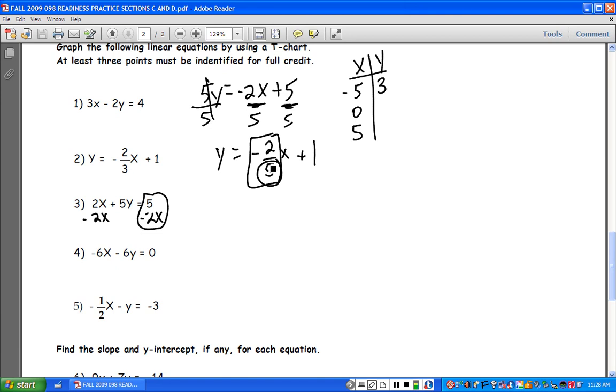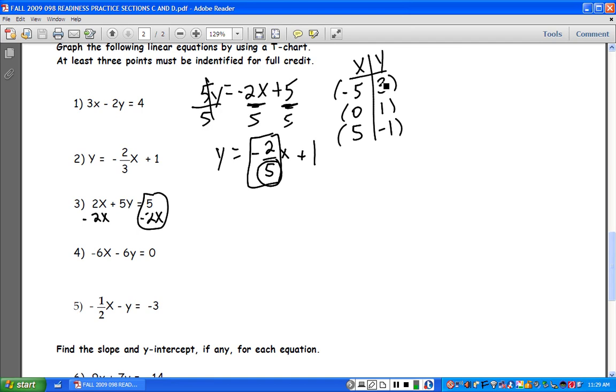Remember, 0 times anything is 0, so y is just 1. Plug in a 5. 5 times negative 2 is negative 10. Negative 10 divided by the 5 on bottom is a negative 2. Negative 2 plus 1 is negative 1. So we have our 3 points.